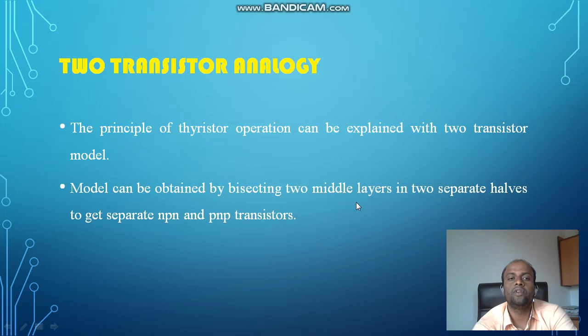Then we will see the two transistor analogy. The principle of thyristor operation can be explained with the two transistor analogy. I have already told you that a thyristor is a PNPN device. If we look carefully, we can see there is a PNP and an NPN. We can see the thyristor as two different transistors. This model can be obtained by bisecting the two middle layers into separate halves.